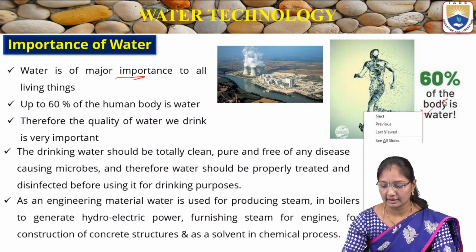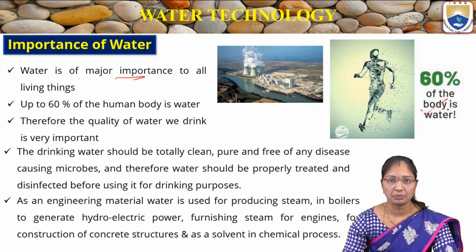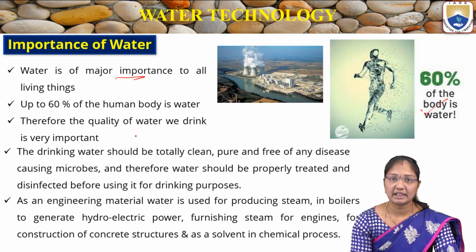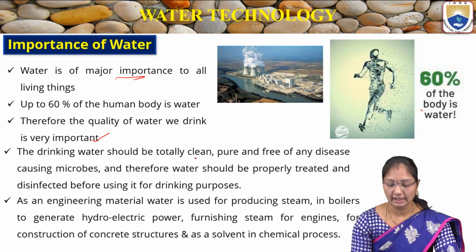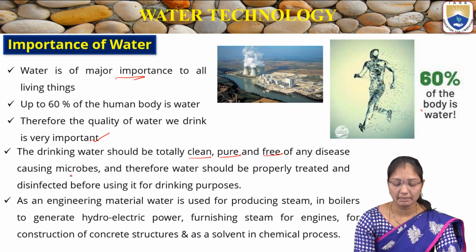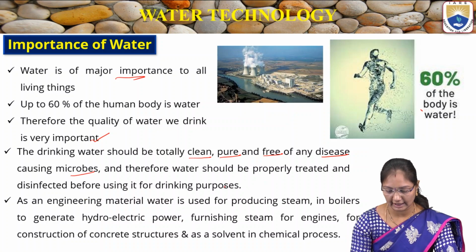Even the human body is made up of a large share of water, up to 60 to 70%. So the quality of the water we drink is definitely important and it plays a crucial role in human health. The drinking water should be totally clean, pure and free of any disease-causing microbes. Microbes are tiny organisms which cannot be seen with the naked eye, like viruses, bacteria and fungi that cause diseases in human bodies, and therefore water should be properly treated and disinfected before we use it for drinking purposes.